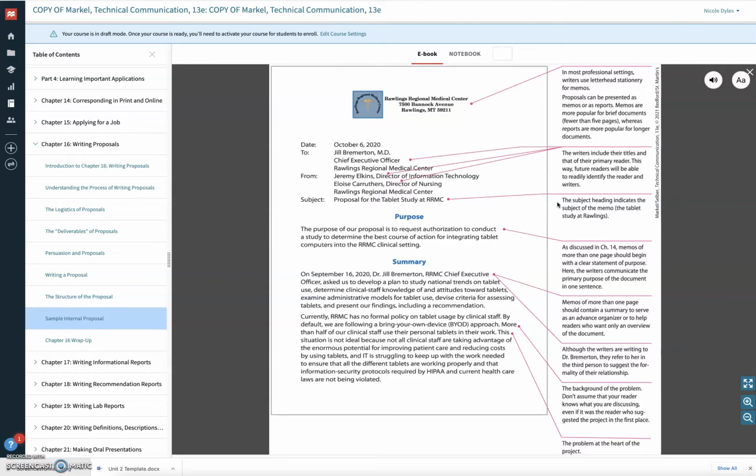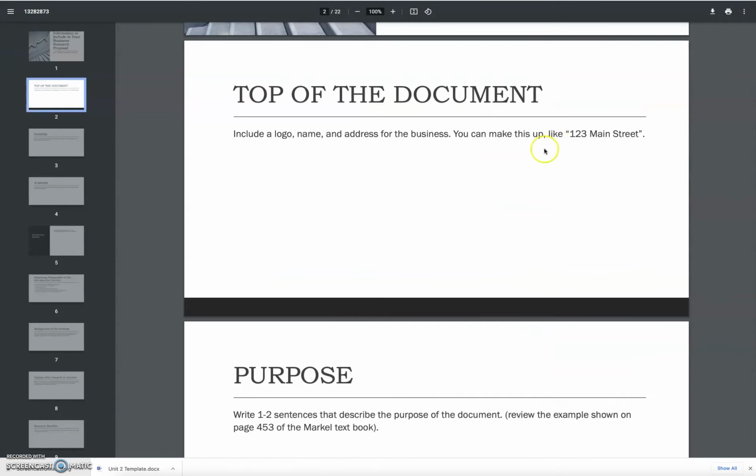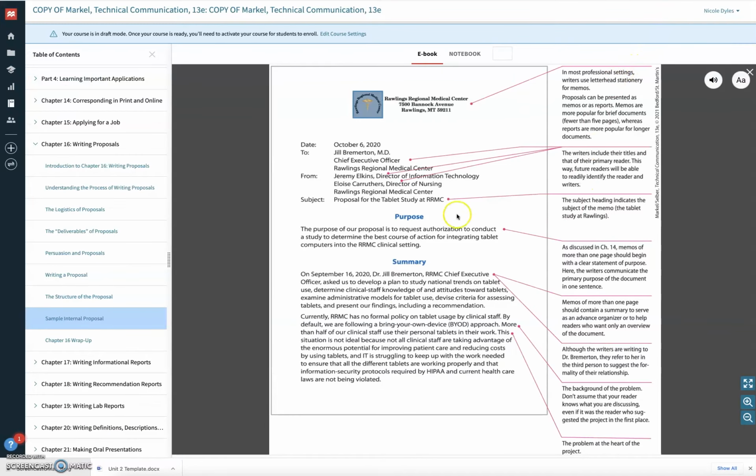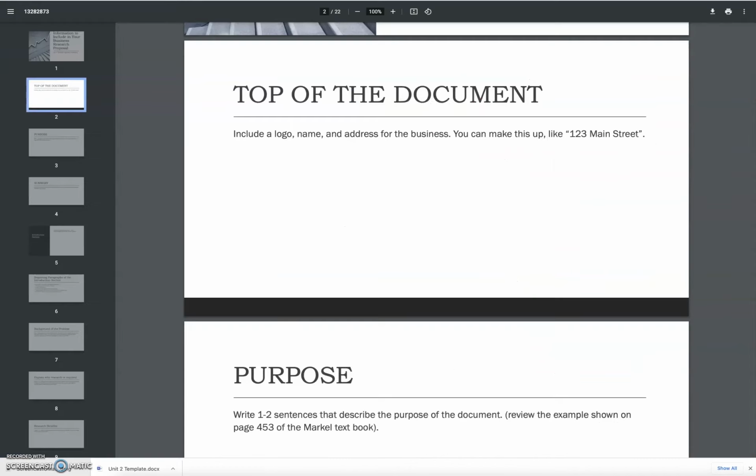The example in the textbook has lots of information along the side to let you know exactly what is included in the document and why. So I'm not going to read all of this content to you, but I will go through the basics, which are shown here on these slides, and then just point it out on the example. So you have a little bit more support as far as using the example shown in the document.